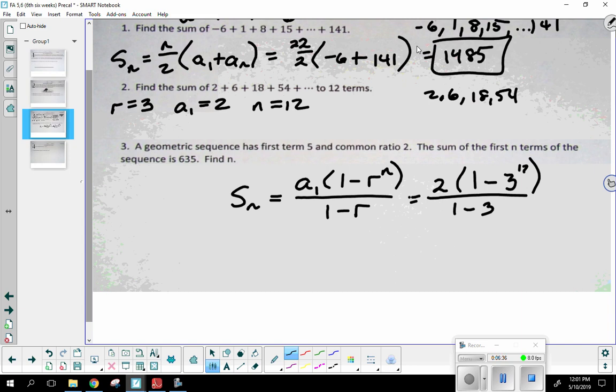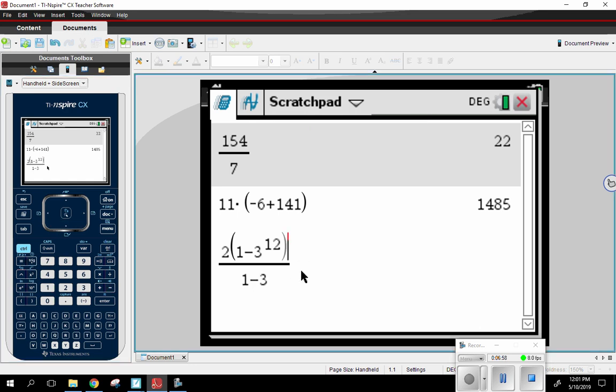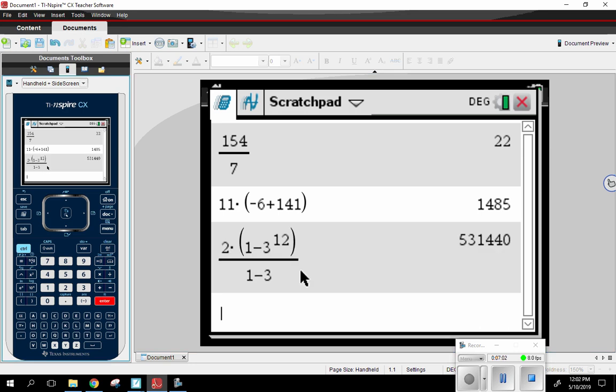Okay. So this one was a lot faster than number 1. You just plug in and you'll get your answer. Or you could actually just list out the 12 terms and add them up if you wanted to do that. Let's see here, control divide. So 2 parentheses, 1 minus 3 to the power of 12. And then we're going to have 1 minus 3, or you can put in negative 2, whatever you like. So when I push enter, looks like I'm getting 531,440.